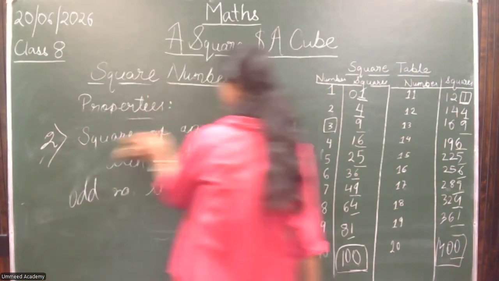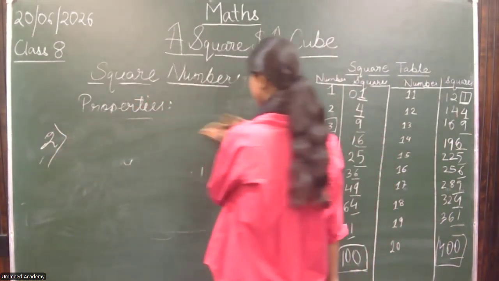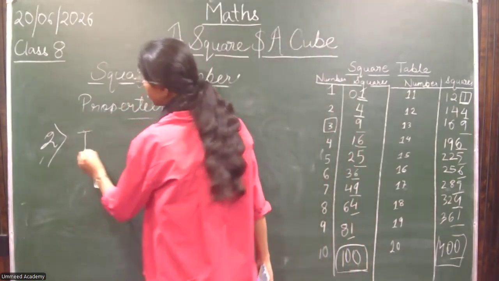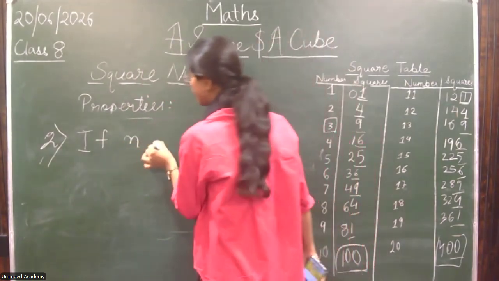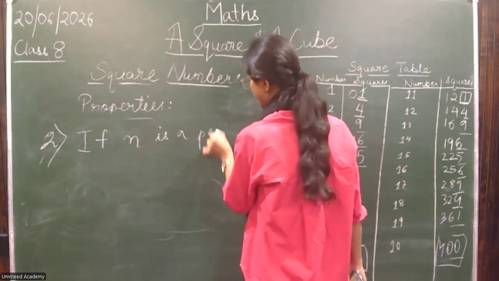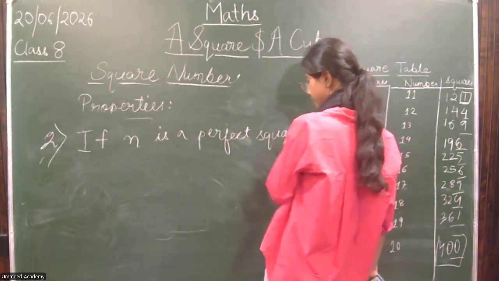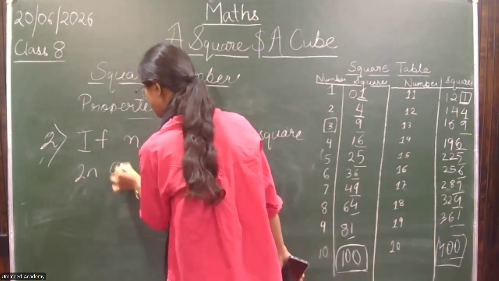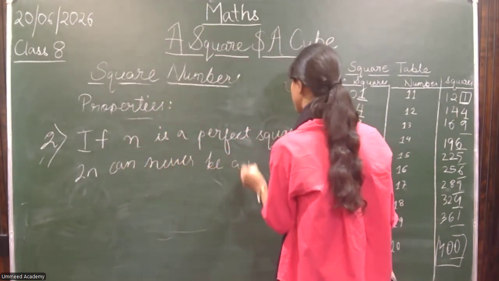See, the next property I will explain a little nicely. Look, consider n as any natural number, okay? If n is a perfect square, 2n can never be a perfect square.